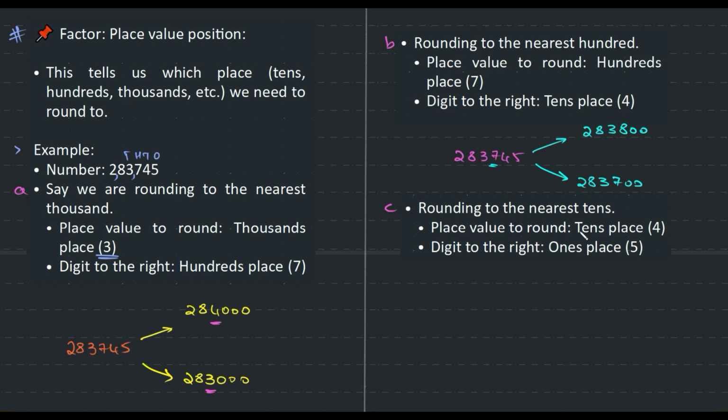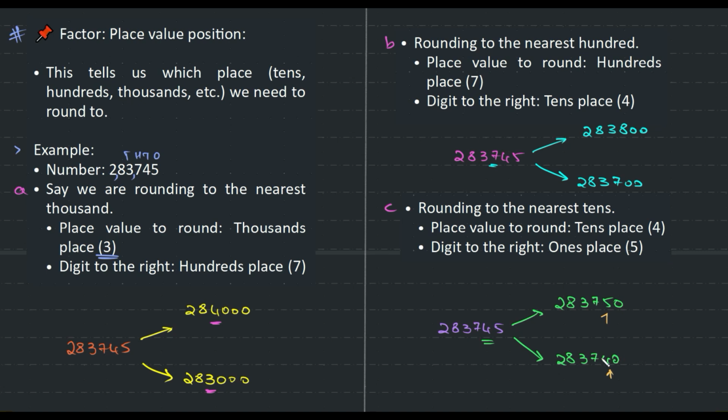Again, next question, place value to round to is tens place. So 283,745. Tens place is what? 4. The digit to the right is ones place, that is 5. So we have two options. It is 283,750 or 283,740. Again, look at the language. If they tell tens place, I'll consider tens place and then figure out if it's increased by 1 or decreased by 1 or remains the same.